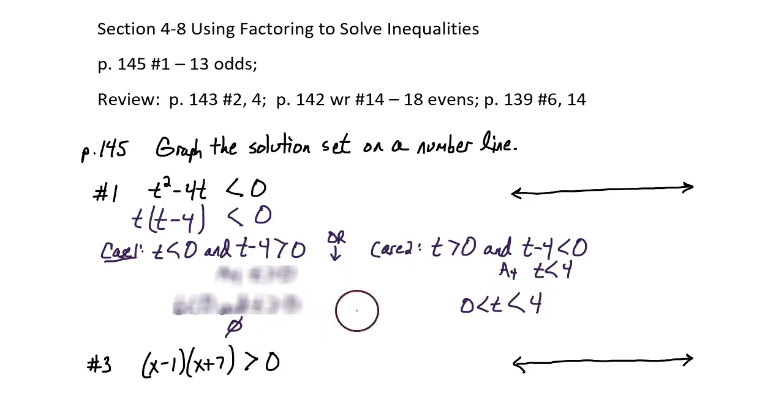And remember that we're connecting these two cases using the word or. Let's graph this. In the first case, it's just an empty set. There's nothing to graph. But in the other case, we're going to show t is between 0 and 4. So on the number line, here is 0, here is 4. They get open circles, and we graph in between.